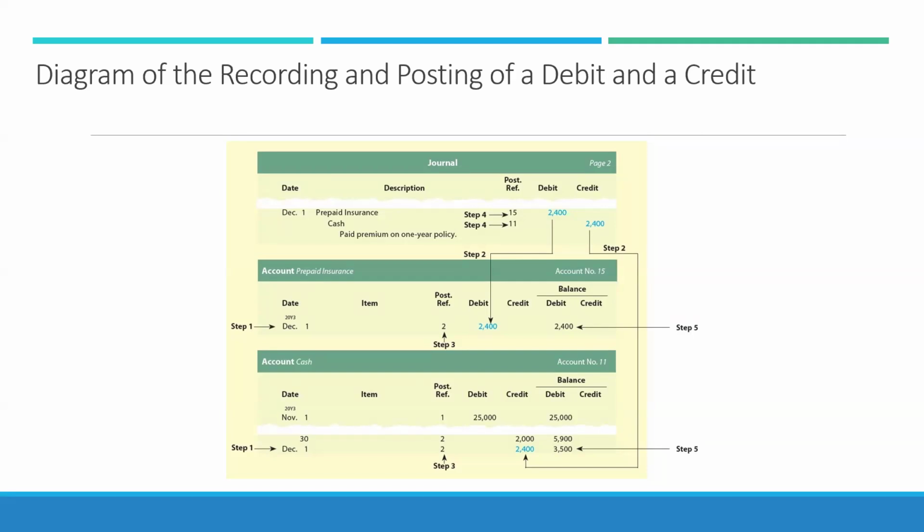And then we have both of our T accounts for both prepaid insurance and cash. And so 2,400 is going to go in the debit balance for prepaid insurance, and then the credit balance for cash, which is in the credit amount here. And then that's going to reduce our cash balance.